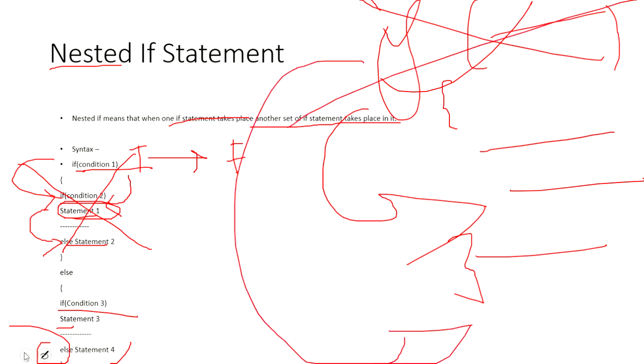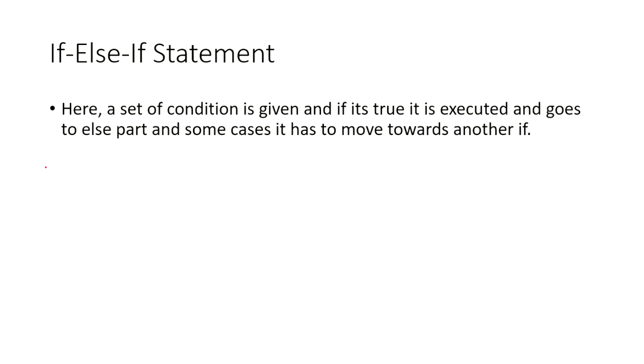Got it? Next, the if else if statement. Here a set of conditions is given, and if it is true, it is executed, and otherwise it goes to the else part. Normally it is if else, but in some cases you also have to go to a second if. It is a rare case, but it exists.